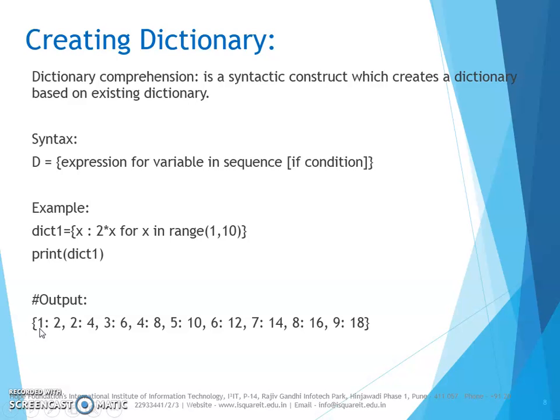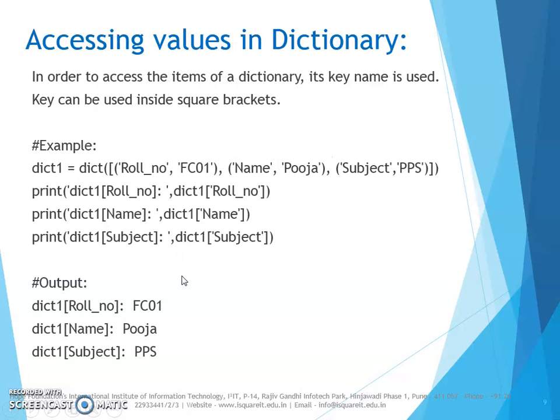So these keys are varying from 1 to 9, that is 1, 2, 3 and so on till 9. And the values are 2 into x. So for 1 it will be 2 into 1, that is 2. For 2 it will be 2 into 2, that is 4. For 3 it will be 3 into 2, that is 6 and so on. So by using this expression also we can create a dictionary.